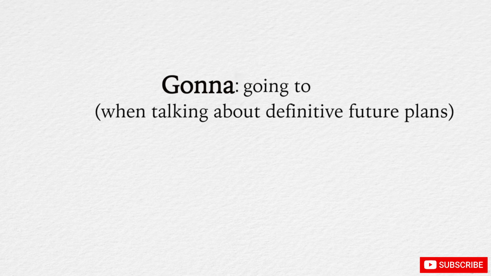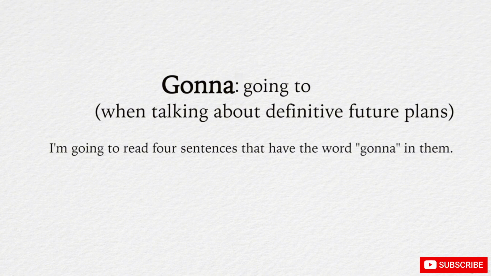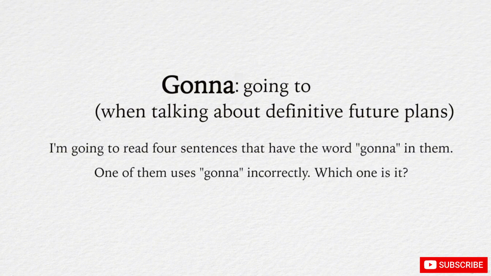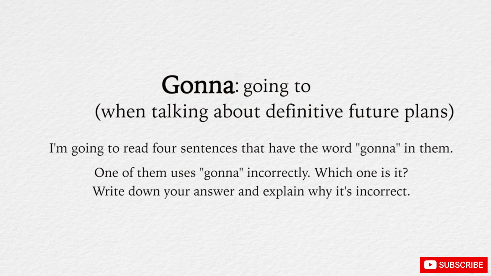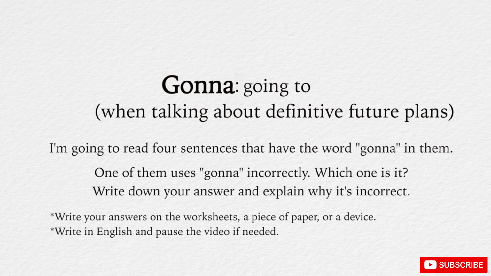Earlier, we talked about how the word gonna means going to when you're talking about future plans. I'm going to read 4 sentences that have the word gonna in them. One of them uses gonna incorrectly. Which one is it? Write down your answer and explain why it's incorrect. You can write your answer on the worksheets, on a piece of paper, or a device. Write in English as much as you can.